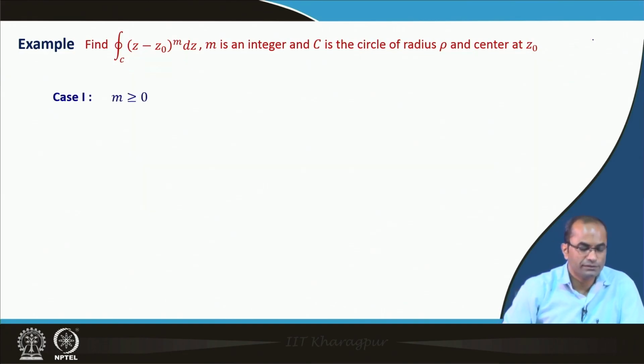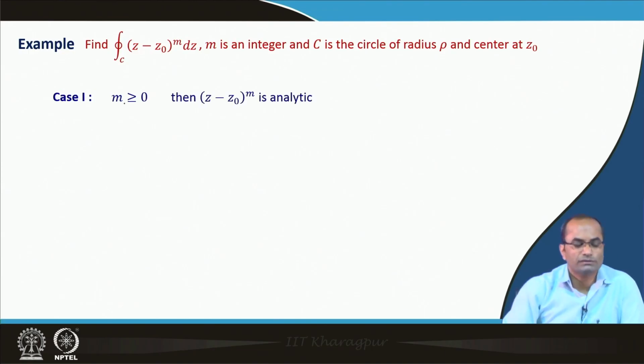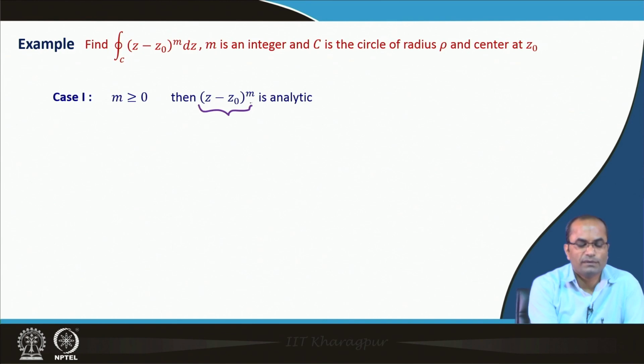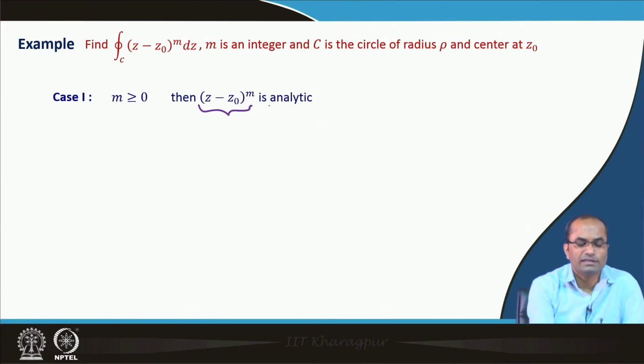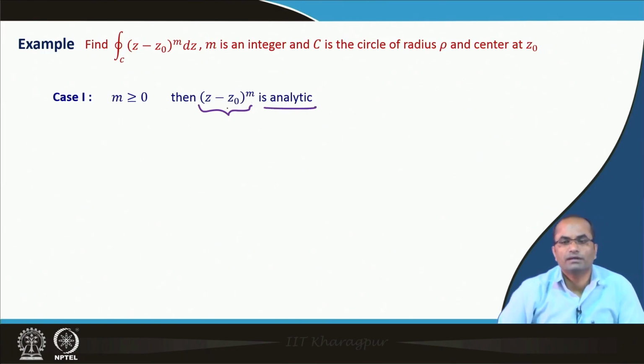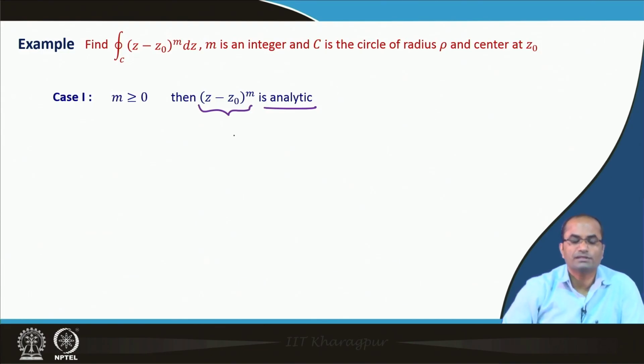In case 1 we will consider m greater than 0, because the value of this integral depends on the different values of m. If m is 0, the integrand is 1, so it is a simple case, and m is positive also. What is interesting here is that (z minus z0) to the power m, when m is greater than or equal to 0, is analytic, because there is no point where the function has any problem in getting its derivative. So, this function is analytic on C and in the domain enclosed by C.